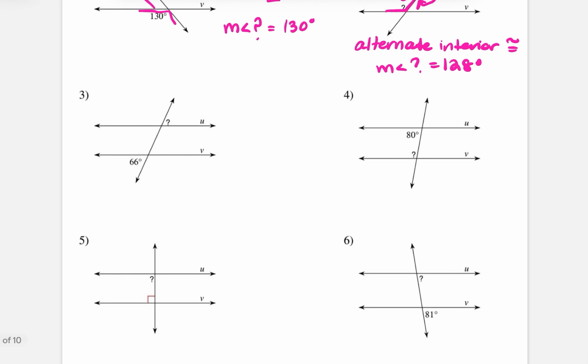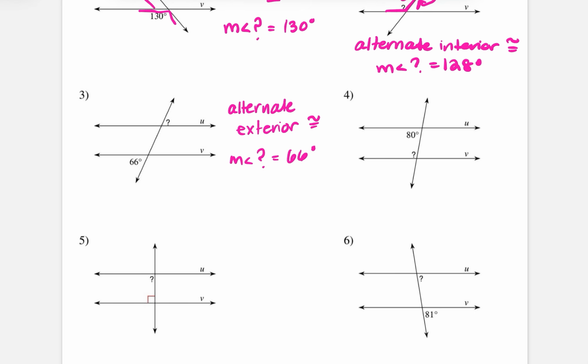Number three, our question mark and our 66 are alternating over the transversal, and they're on the outside of the two parallel lines. So these are alternate exterior, and we want those to be congruent. So the measure of the question mark angle is 66 degrees.